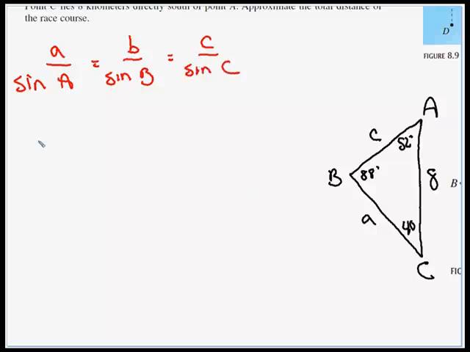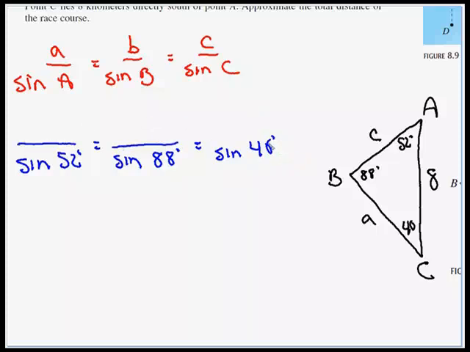And we know all the angles. A is 52 degrees. B is 88 degrees. And C is 40 degrees. Those are our denominators. And the only side we know is side B, and that's 8. So we want to find A, we want to find C.